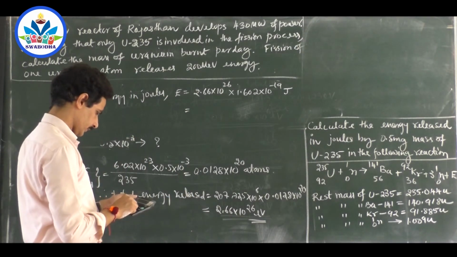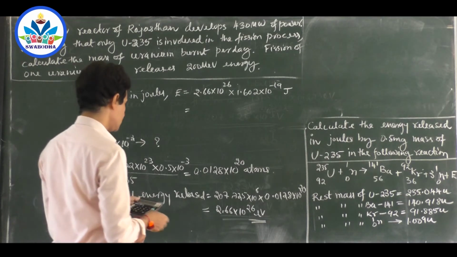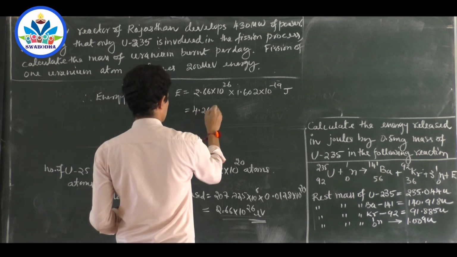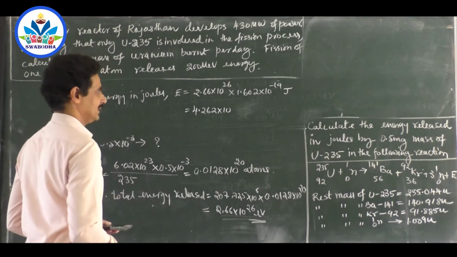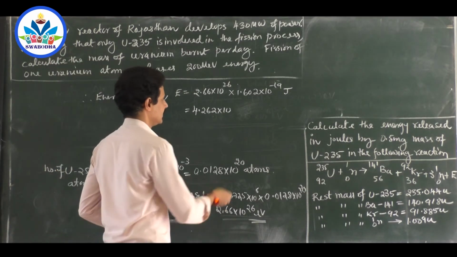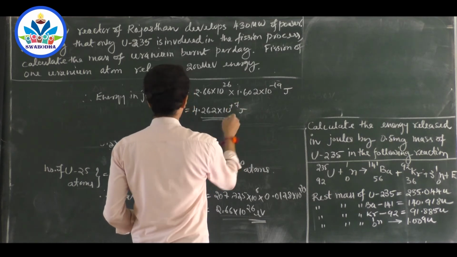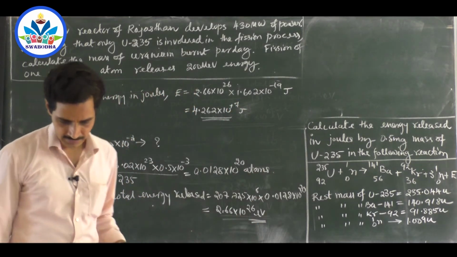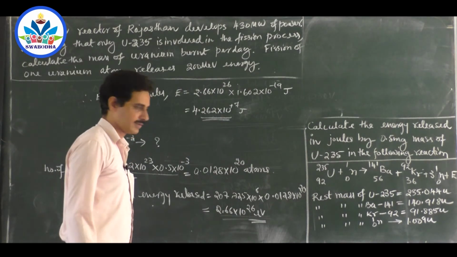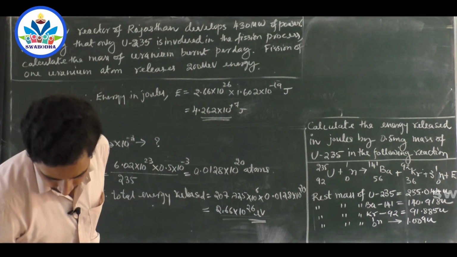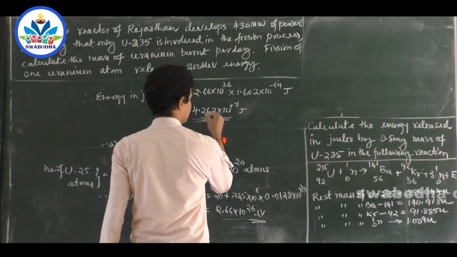That is equal to, into 1.602, 4.262 into 10 to the power 26 minus 19 minus 7, sorry, plus 7 joules. Let me check the answer once. I have a doubt. Yeah, it's exactly correct. 4.262 into 10 to the power 7 joules. Yeah, 4.256 I have got, but there may be a small difference. This is the answer in joules.